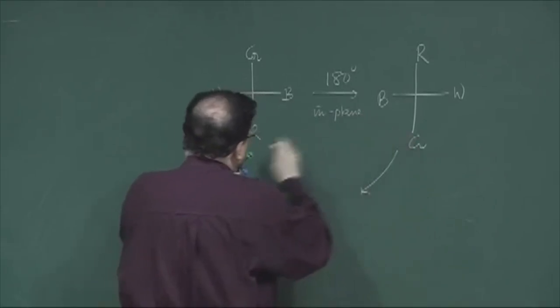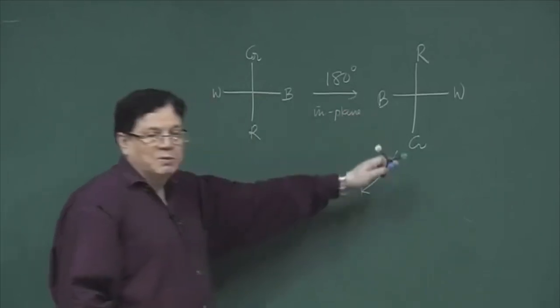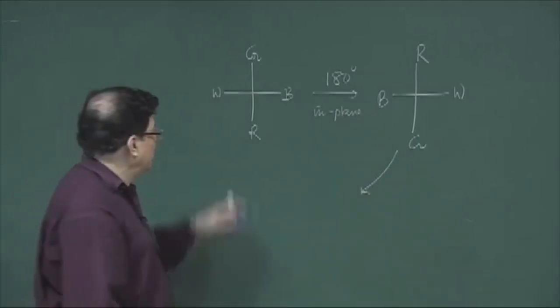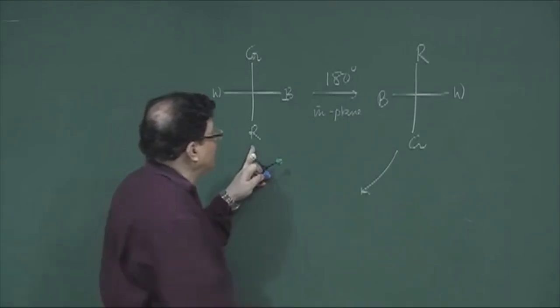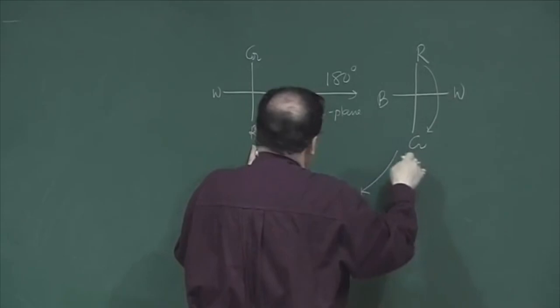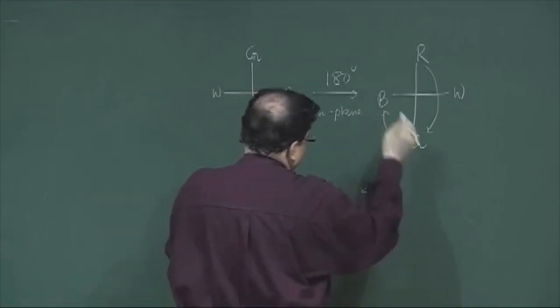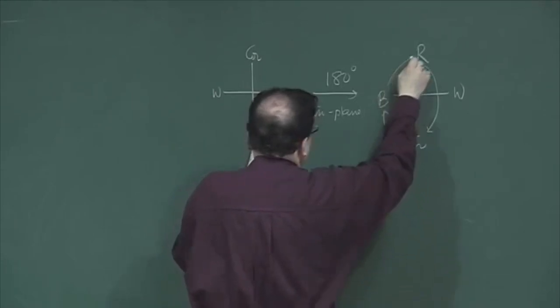Now if we want to compare these two, what we need to do? We again want to try to bring the groups in the respective positions. Okay, so R was down. So what will I do? I will change R, bring R here, and then I bring G there and I put B there.